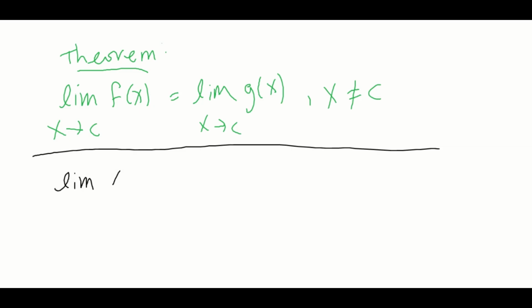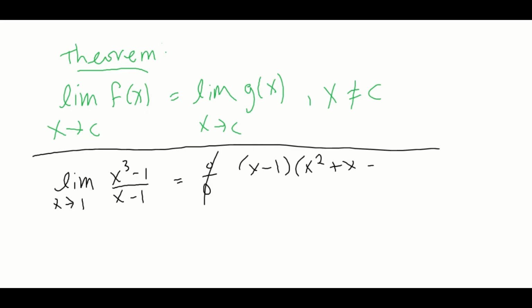Let's take the limit of x cubed minus 1 over x minus 1 as x approaches 1. Notice if we substitute 1 into this function, we get a 0 over 0 expression, which is indeterminate. But this also means that they have a common factor of x minus 1. So let's factor out x minus 1 from the numerator. We're factoring the numerator as a difference of cubes. Now we can divide out the like factors.